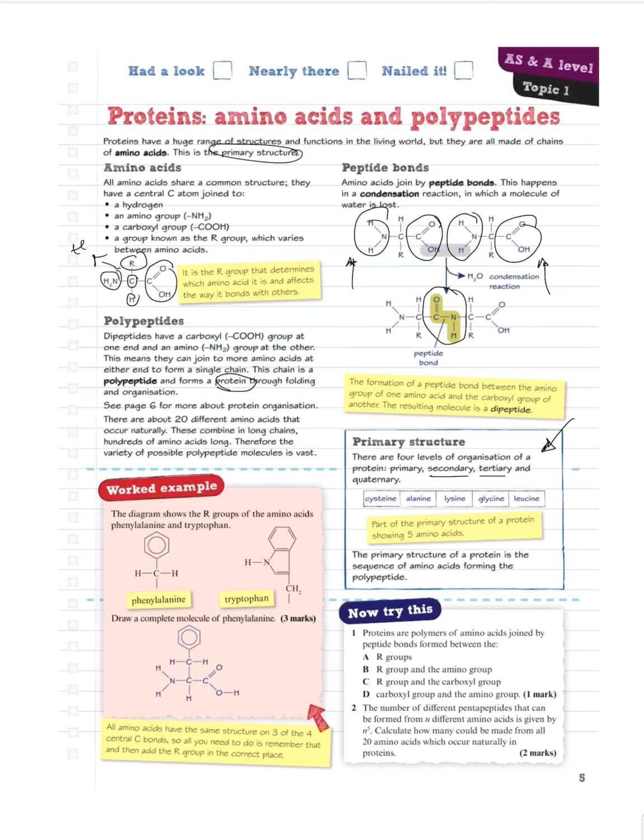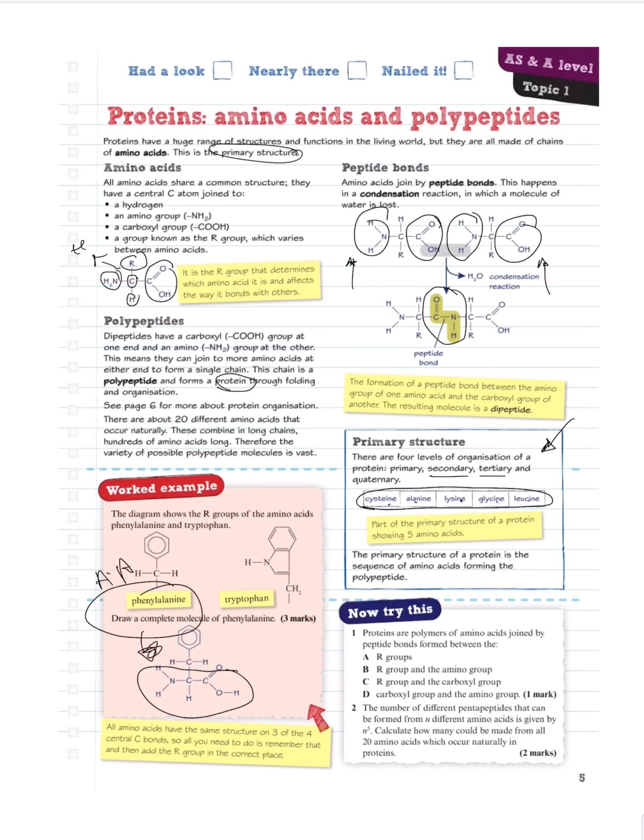This is just showing you a single chain of amino acids, and we have 1, 2, 3, 4, and 5. The diagram shows the R groups of the amino acids phenylalanine and tryptophan. Draw a complete molecule of phenylalanine. This is it. They've just asked you to fill in the rest of the amino acid, and this is it.